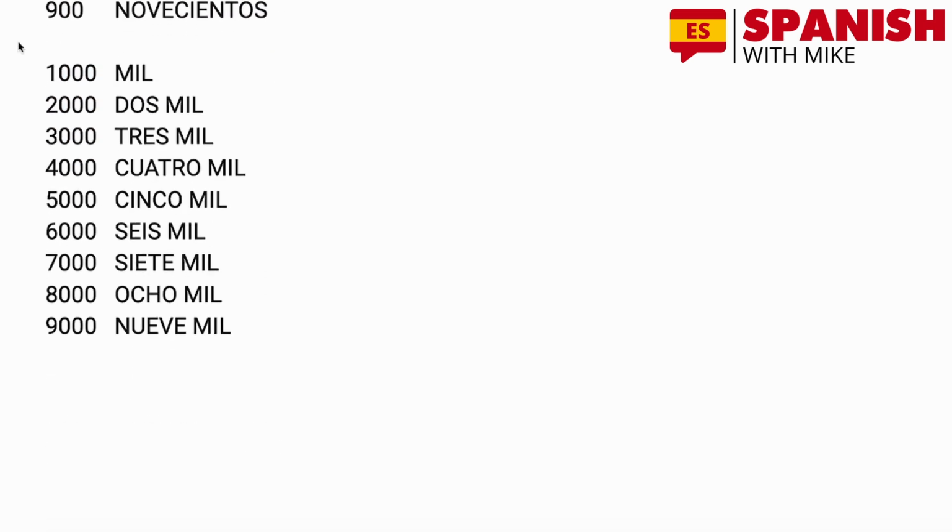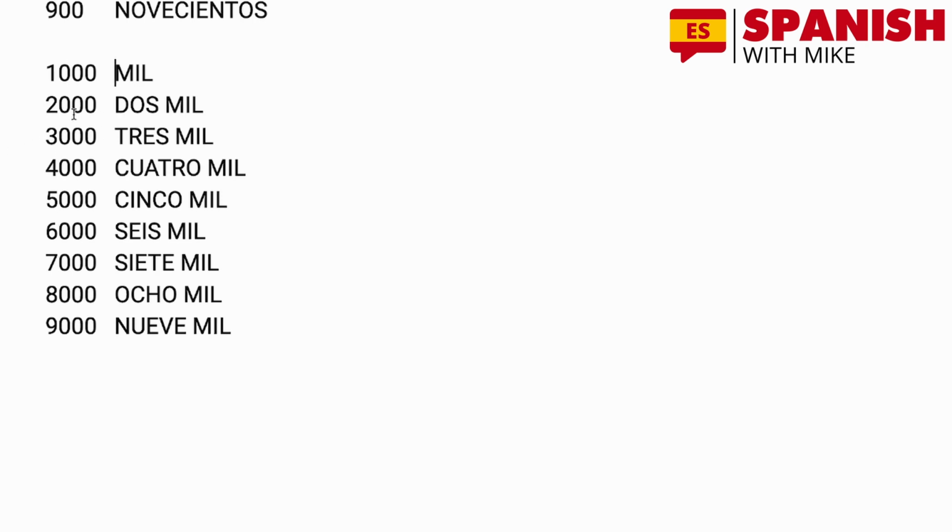Now let's move to the thousands. And we have mil. We could say un mil. Some people say un mil. But in Spanish, for mil alone, we just say mil. There's an exception to this rule, and we're going to read that later. But in the meantime, if we have 1,000 alone, we just say mil.